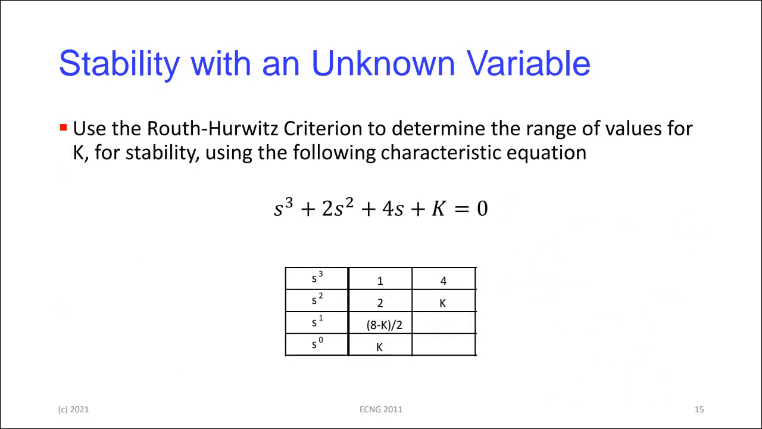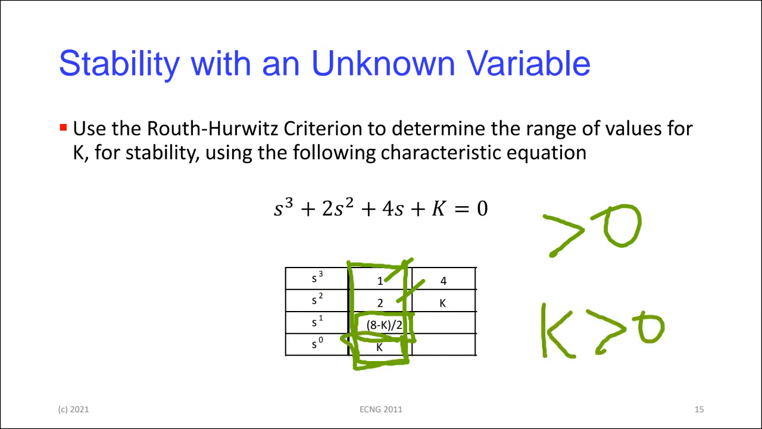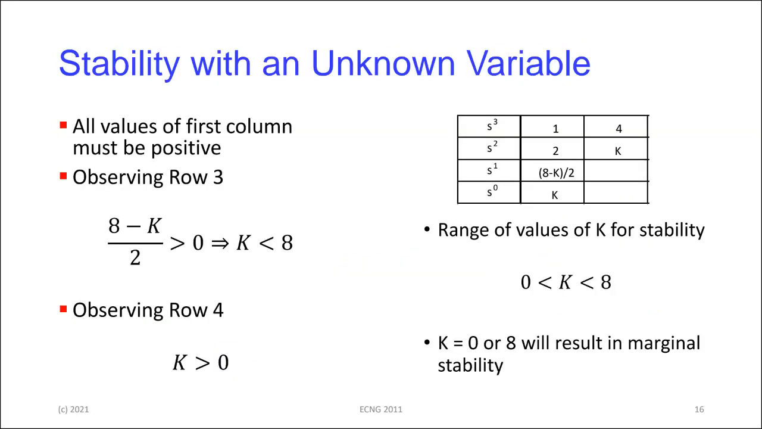Now, we know that the criterion says that everybody inside of here must be strictly positive, in other words, greater than zero. So we look at each of the rows. Well, this is greater than zero, that is greater than zero. For this one to be greater than zero, we have to see what value of K will do that. And for this one, straight off, we could say that K has to be greater than zero in this row. But there's another value for K that may come up in the S1 row. So we look at that.